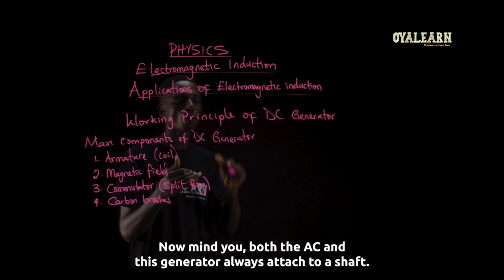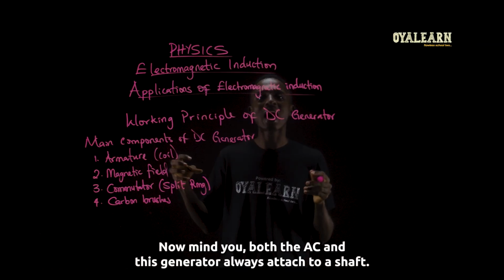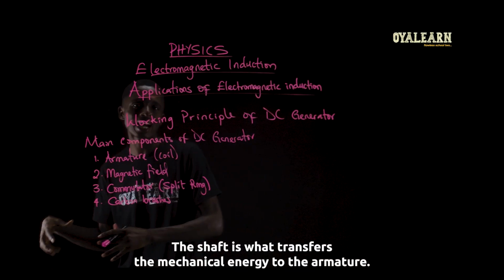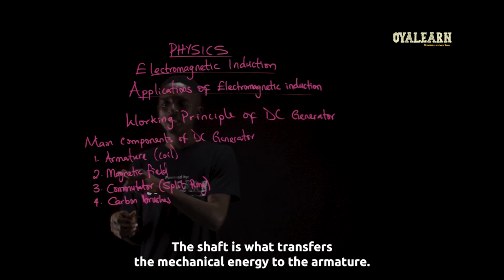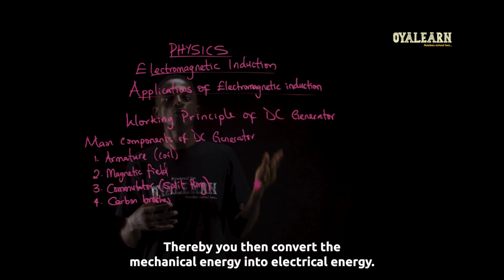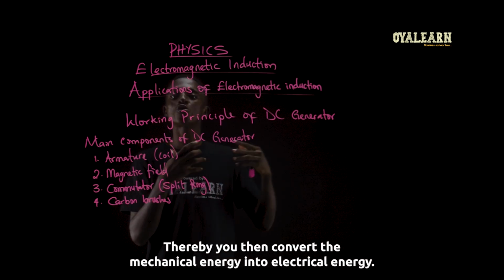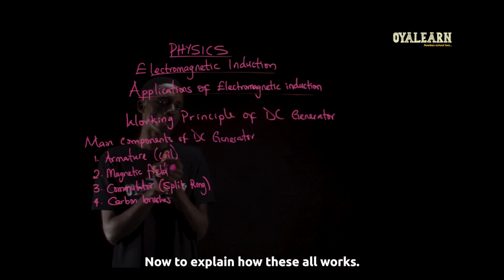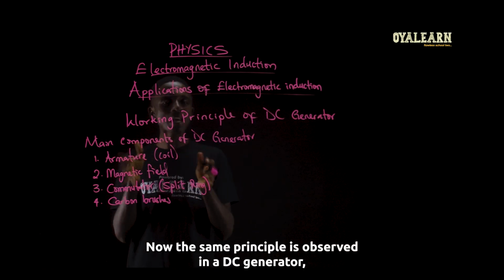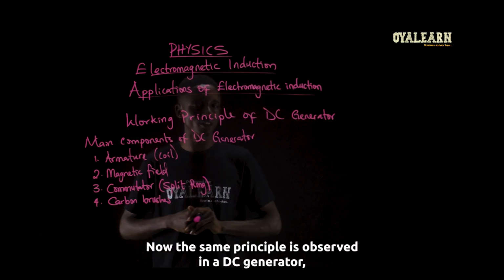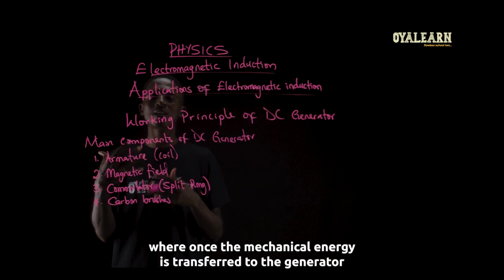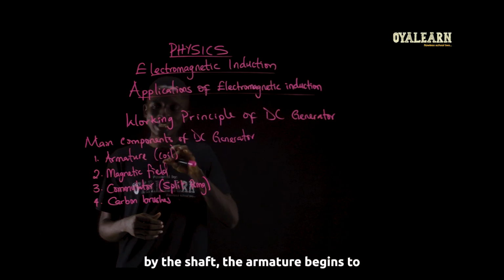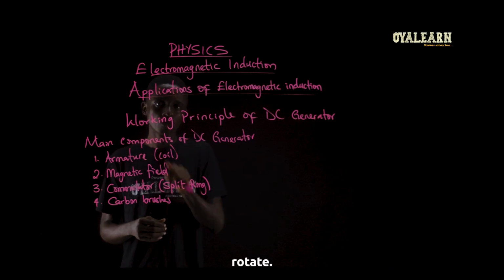Now, mind you, both the AC and DC generators are always attached to a shaft. The shaft is what transfers the mechanical energy to the armature. Thereby, you then convert the mechanical energy into electrical energy. Now, to explain how this all works. The same principle is observed in a DC generator, where once the mechanical energy is transferred to the generator by the shaft, the armature begins to rotate.